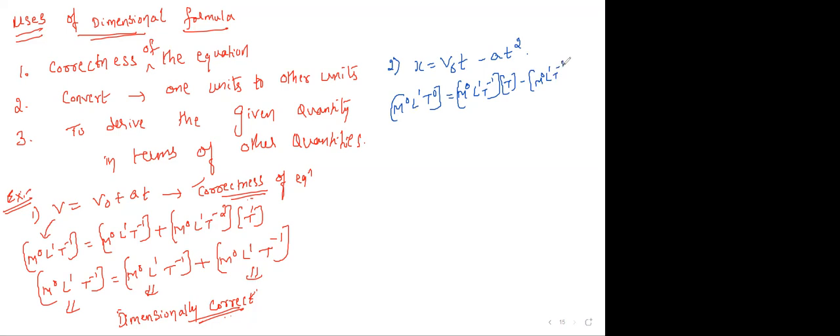M0, L1, T minus 2 into time squared, that is T power 2. So M0, L1, T power 0. Here M0, L1, T power minus 1 into T power 1, that is T power 0, minus M power 0, L power 1, T power minus 2 plus 2, that is T power 0. Now please look at the dimension of each term. The dimension of each term is the same. So the given equation is dimensionally correct.